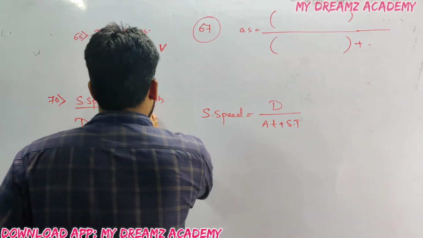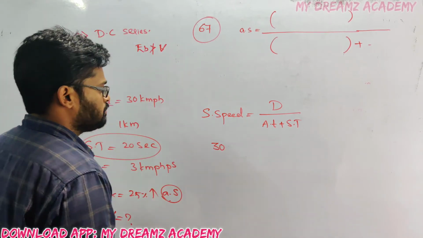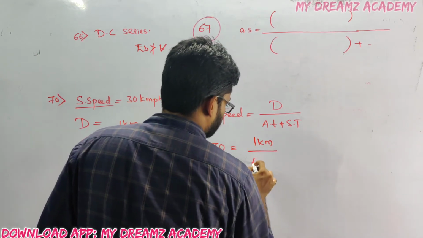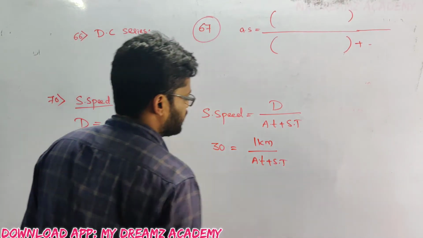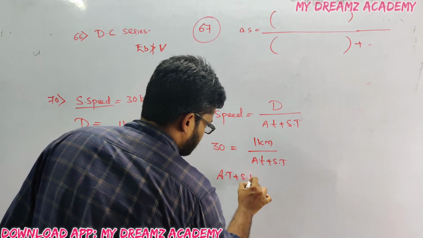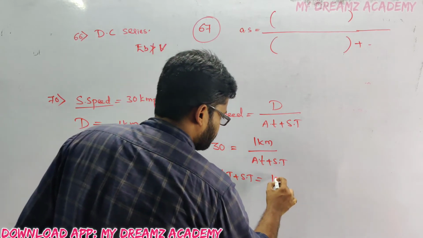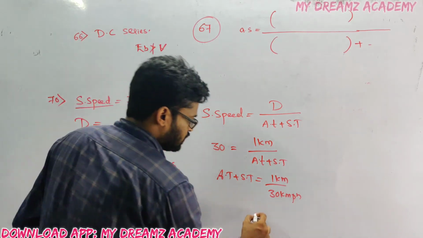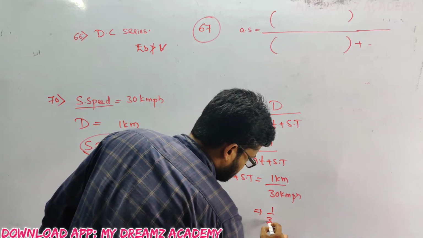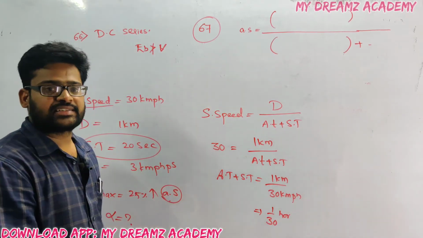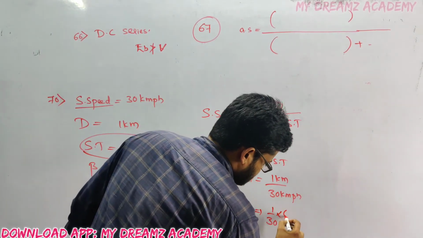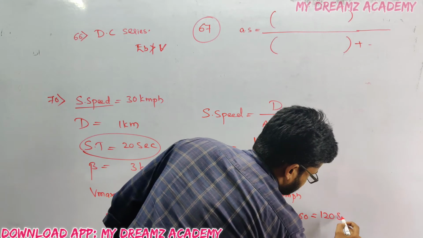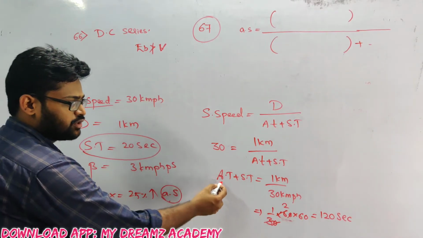Okay, so scheduled speed is 30 kmph and the distance is 1 kilometer divided by actual time plus stopping time. So actual time plus stopping time is equal to 1 km divided by 30 kmph. So that is 1 by 30 hours. If I want to convert this into seconds, multiply by 60 into 60, the zeros get cancelled, 3 ones are 3, 3 twos are 6, it will give 120 seconds. This is actual time plus stopping time.